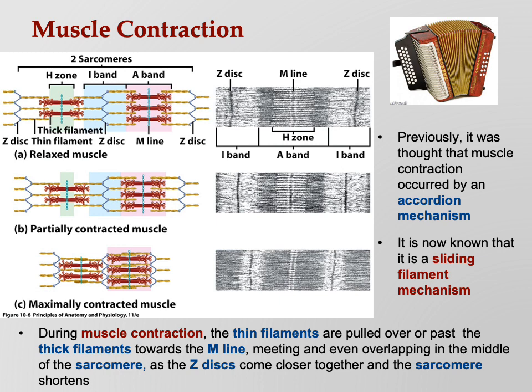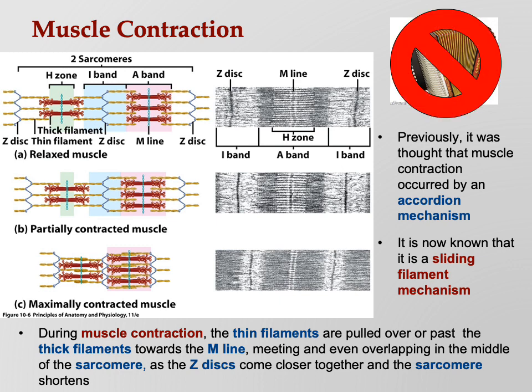So again, in that diagram on the left, look now at the actual photomicrograph. You can actually see those filaments from top to bottom overlapping one another. Look at the Z discs. See how far apart the Z discs are on the top? Now look on the bottom. The Z discs are closer together. The sarcomere just got shorter. And when all the sarcomeres get shorter, the entire muscle gets shorter, and that's how muscles contract. So it's the sliding filament mechanism. No accordions, okay?